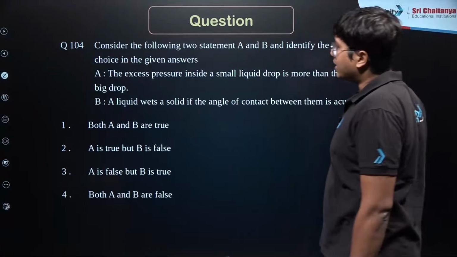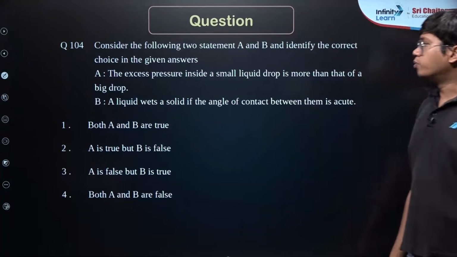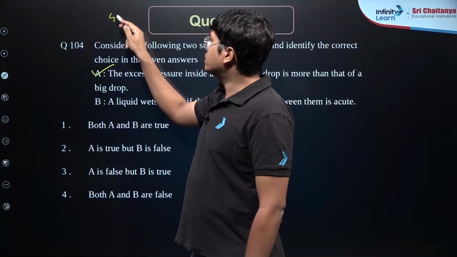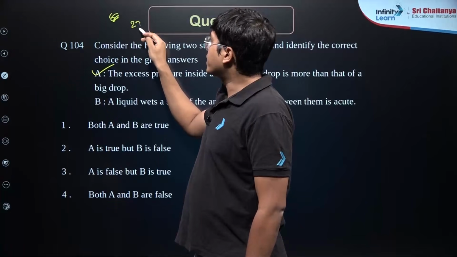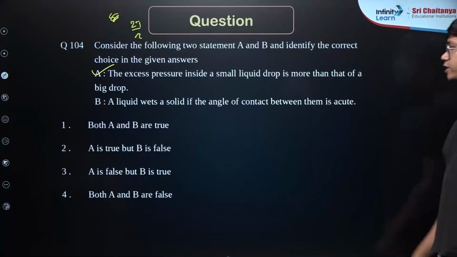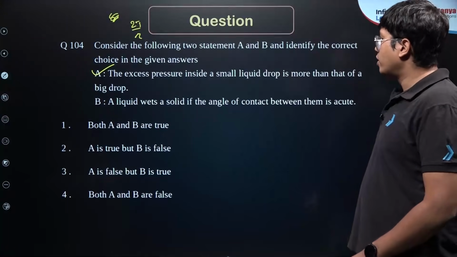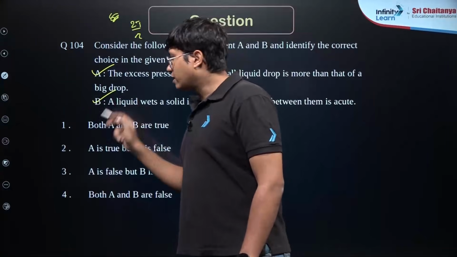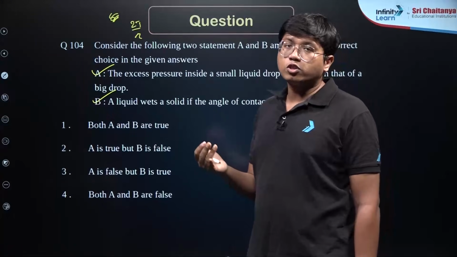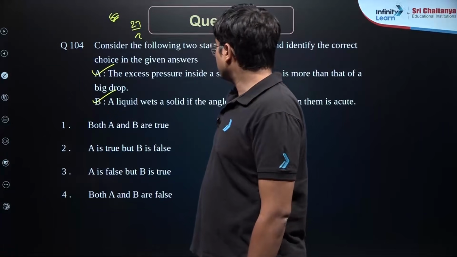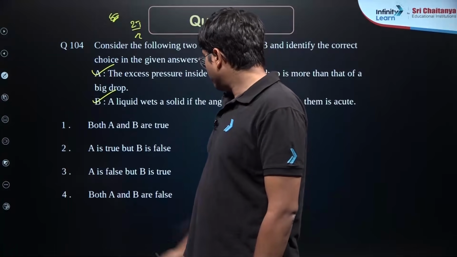Next one, consider the following statements A and B and identify the correct choice in the given answers. Excess pressure inside a small liquid drop is more than that of a big drop. That's a correct statement because I know excess pressure inside a liquid drop is 2T by R. It's inversely proportional to the radius. Smaller the radius, higher the excess pressure. Next, a liquid wets a solid if the angle of contact between them is acute. That's a correct statement because if the angle of contact is acute, then the force of cohesion is weaker than the force of adhesion. So both are true, option 1.